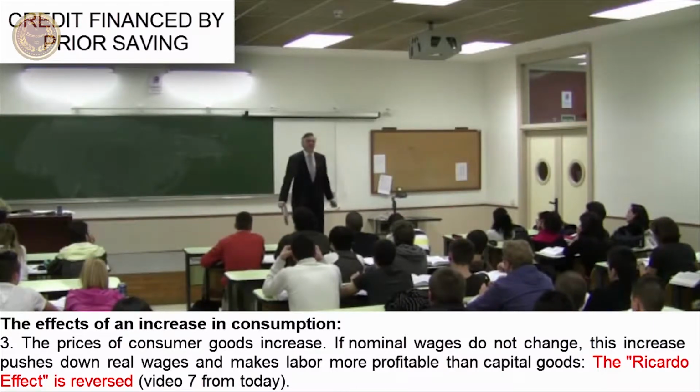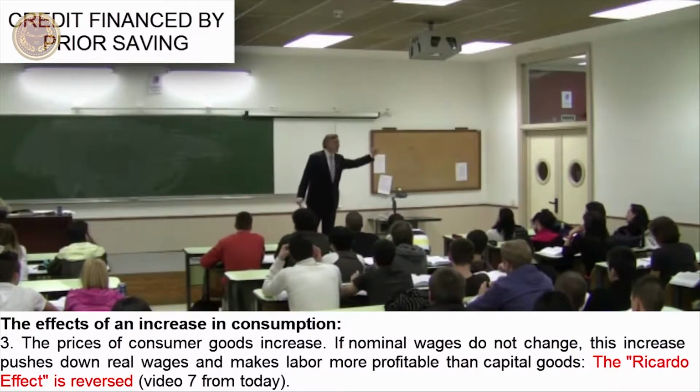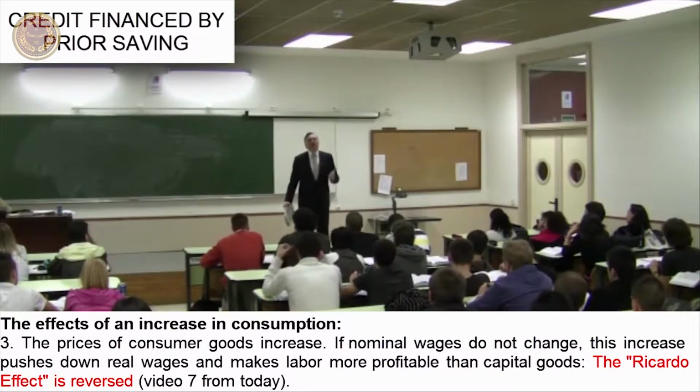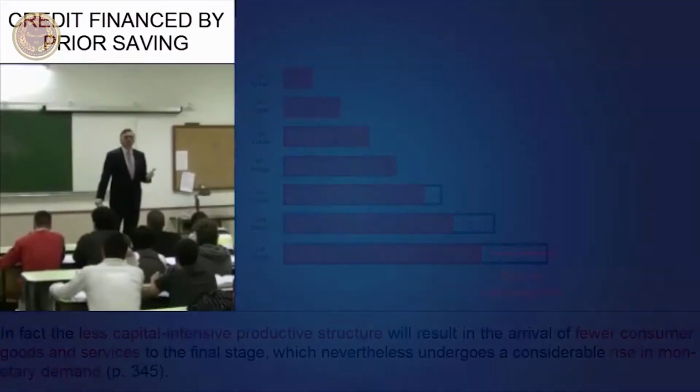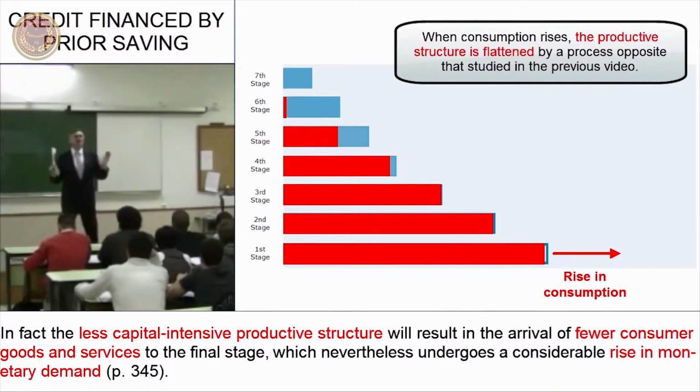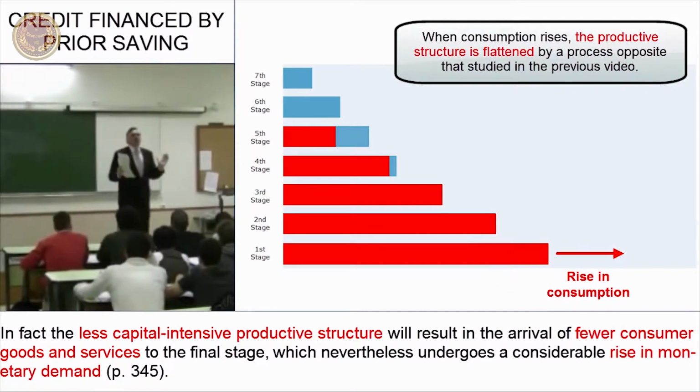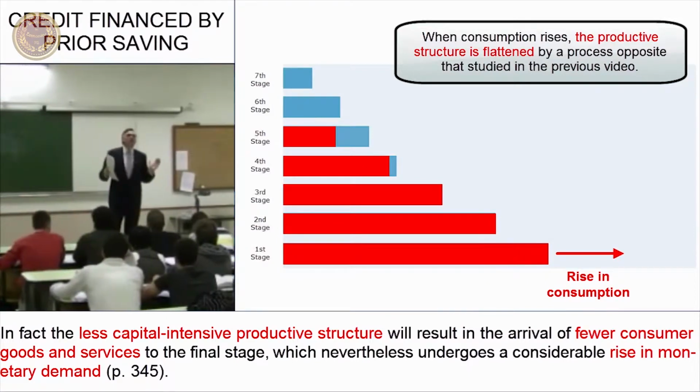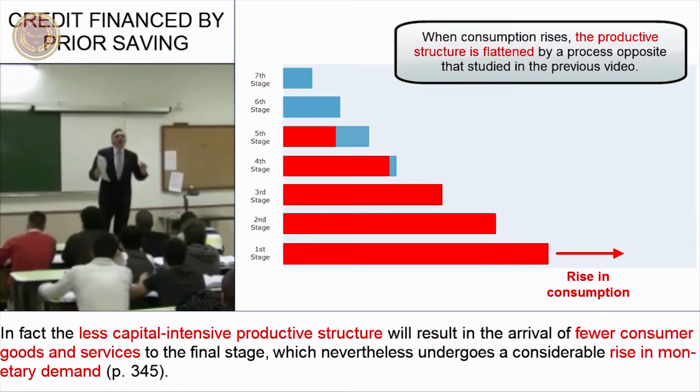Instead, try to achieve the same as before, but with more people. The demand for the products of the stages far from consumption will suffer, and the demand for labor will increase. As a result, a flatter productive structure, with fewer stages, will emerge. A productive structure with fewer stages is a poorer productive structure, which in the future will give rise to fewer consumer goods and services. And since monetary demand is higher, prices will rise even more.